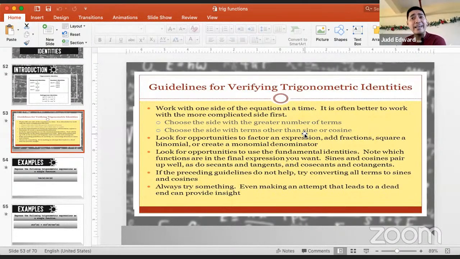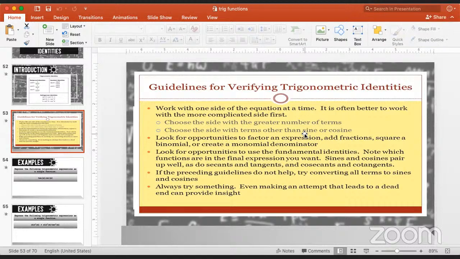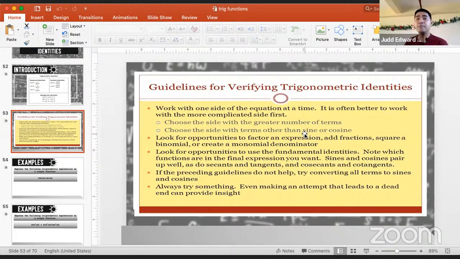If the preceding guidelines do not help, try converting all terms to sines and cosines. So kung hindi daw nakatulong yung mga una nating sinabing guide, lagi mong tatandaan na i-reduce mo lahat ng terms into sines and cosines. At baka doon, makita mo na kung ano talaga yung kailangan. And lastly, always try something. Even making an attempt that leads to a dead end can provide insight. Okay? So lagi tayong mag-try ng mag-try.